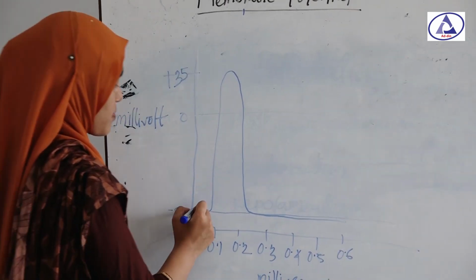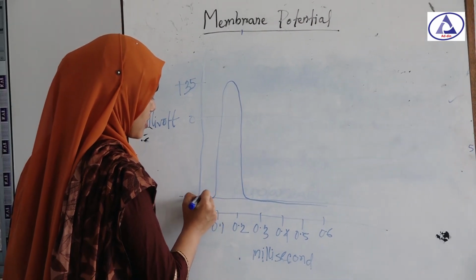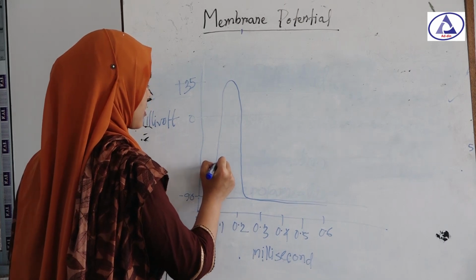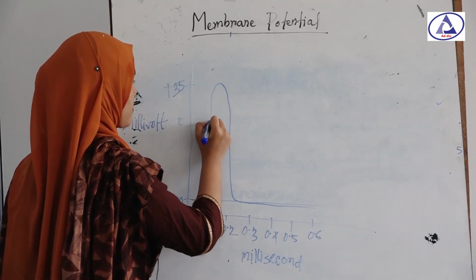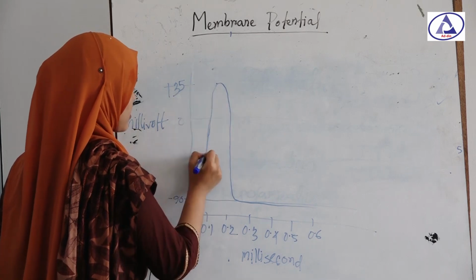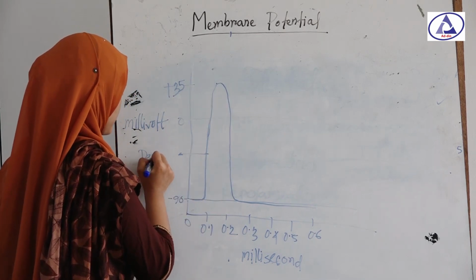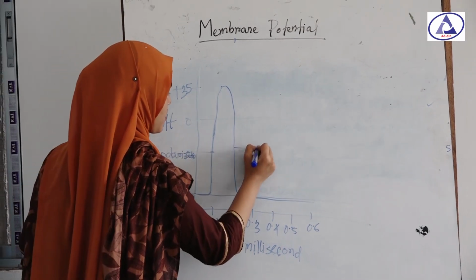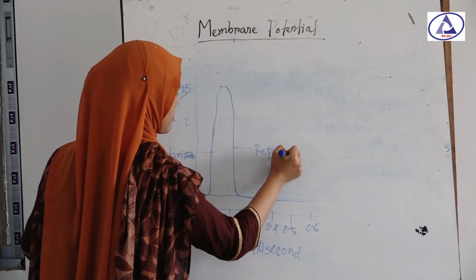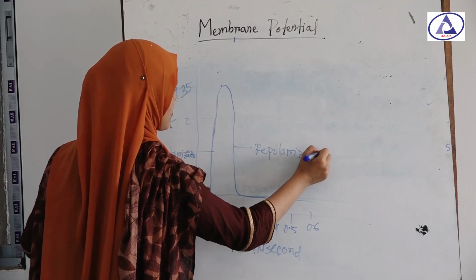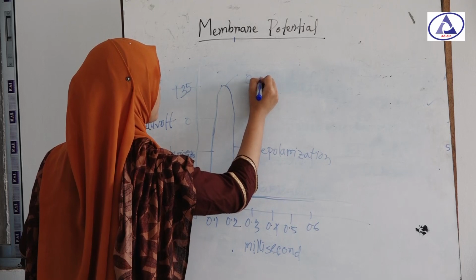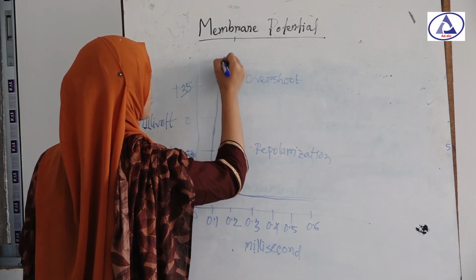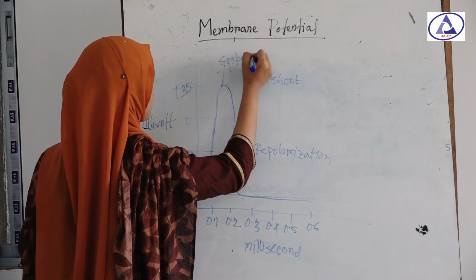So this portion is resting membrane potential. From the resting membrane potential, this upward direction, this one is depolarization. This part is depolarization. This portion is repolarization. This is overshoot, or this portion is called spike potential.